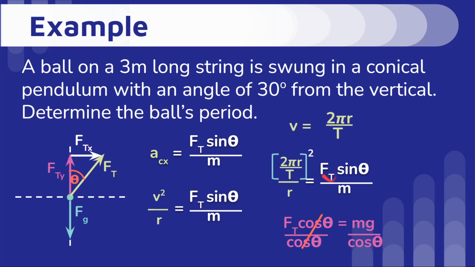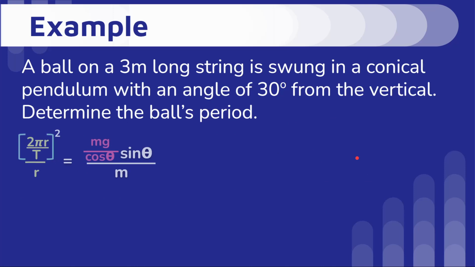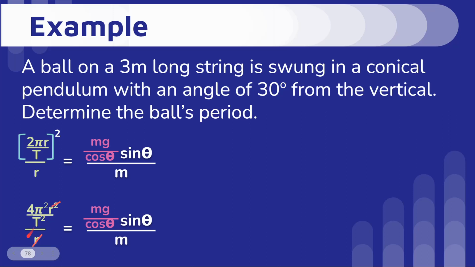So let's start, and this is kind of what we did in the last example, by getting rid of this force of tension and substituting in mg over cosine theta times sine theta over m, and again, here's my v squared over r over here. This is going to allow me to get rid of the extra radius in here. I went ahead and squared this whole thing. So (2 pi r over T) squared is 4 pi squared r squared over T squared. But again, it's all divided by r, so I canceled out one of those.